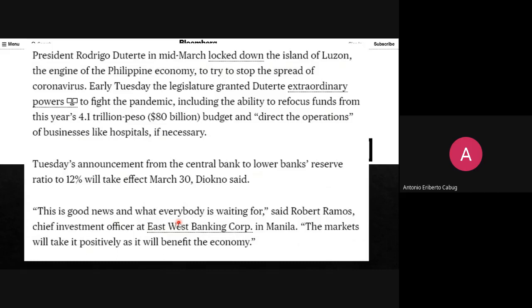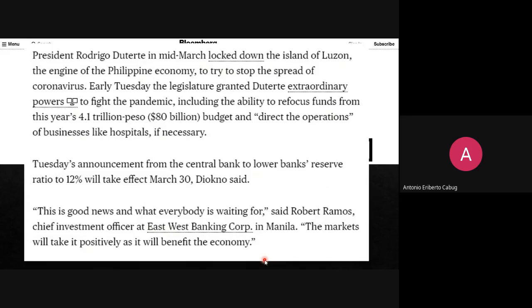Wala naman tayo naintindihan, no? Prior to my explanation, naintindihan niyo ba kung anong sinabi dito? No? But Mr. Robert Ramos, I do not know him, maybe he's a good guy. Chief Investment Officer is claiming that everybody is waiting for this. But the truth is, this is beneficial for banks' ability to create more money. The markets will take it positively as it will benefit the economy. That is, it will benefit the banks. Okay? So, that is how banks create money through the reserve requirement ratio.